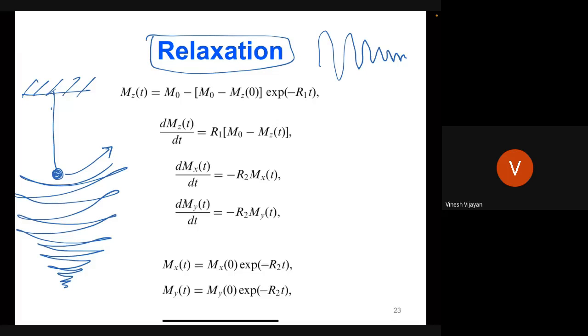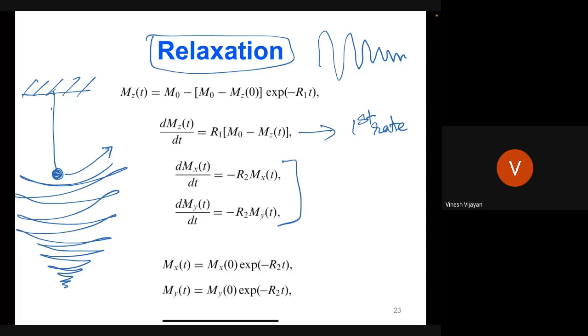And interestingly, in NMR, the loss of signal in the transverse plane and the recovery of the magnetization along the z-axis follow different rate kinetics. For people who do chemistry, this is obvious. This is nothing but first order rate kinetics. These were proposed by Bloch, and therefore are called Bloch equations.